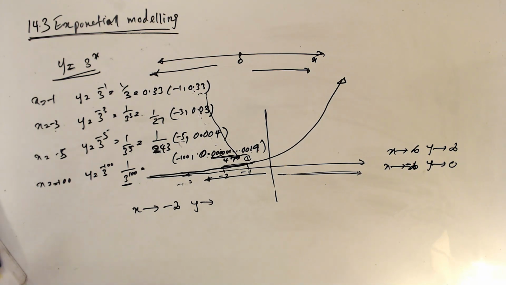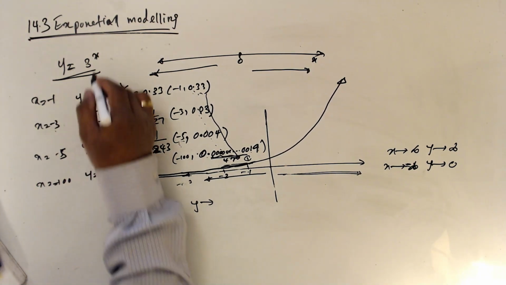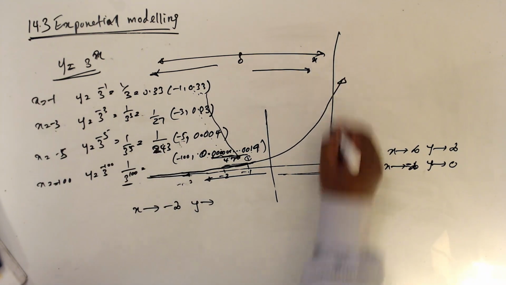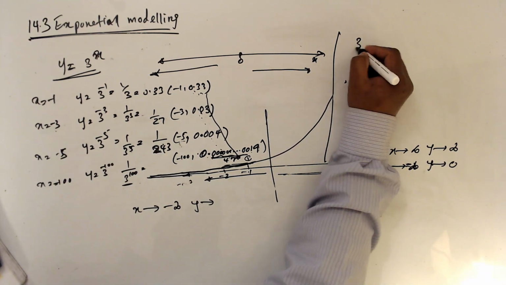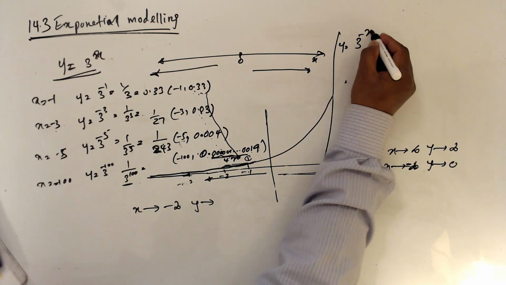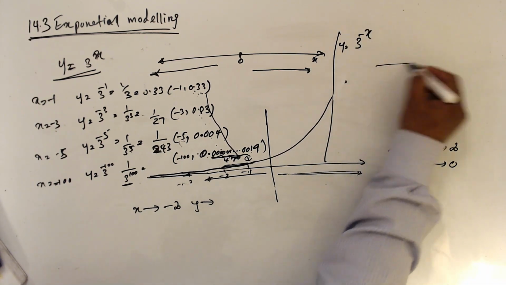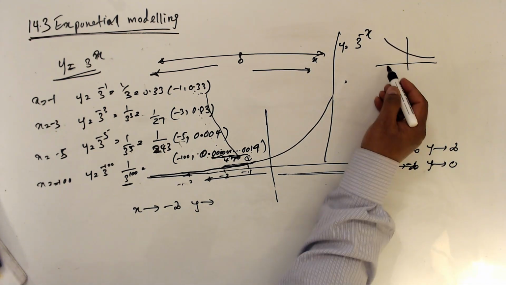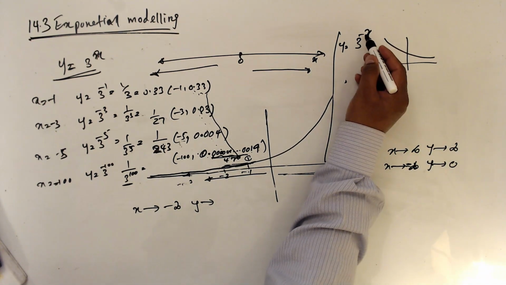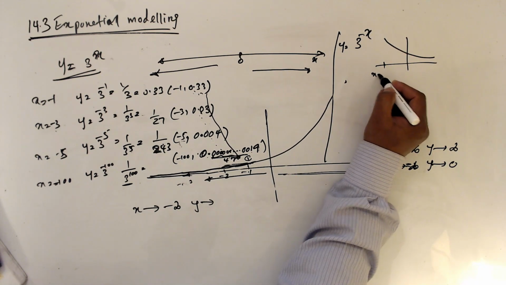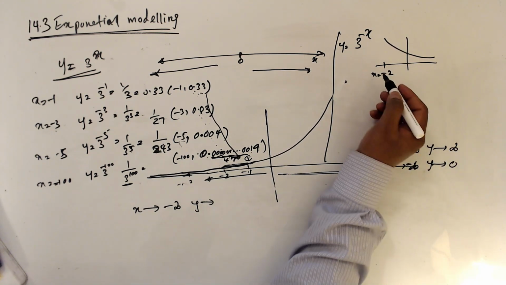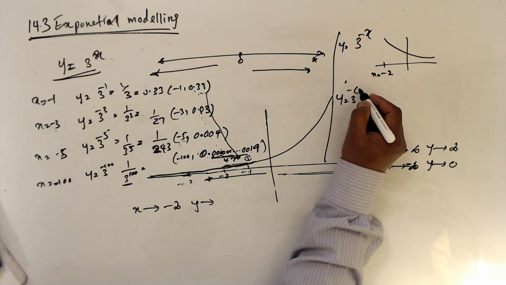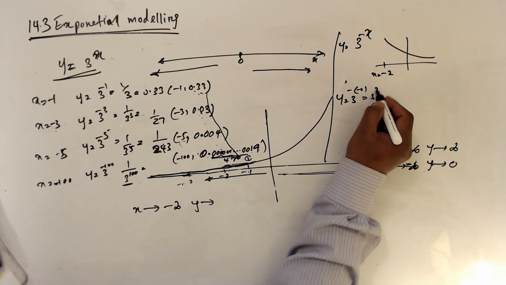So this is 3 to the power x. Now what will happen if it is negative? y equals 3 to the power minus x. Then the graph is going to be like this. When you put negative values, if you put x equals minus 2, then y equals 3 to the power 2.